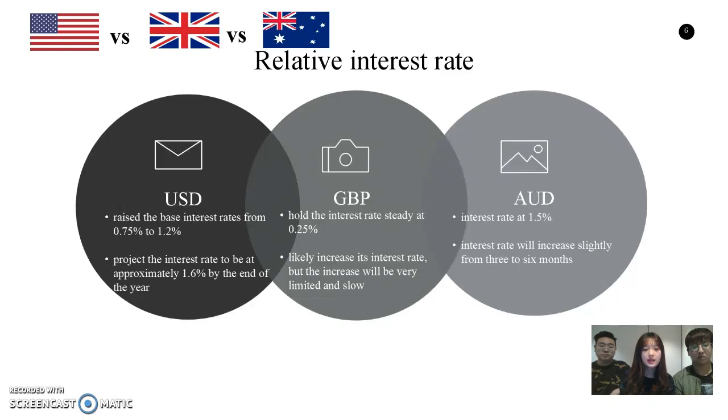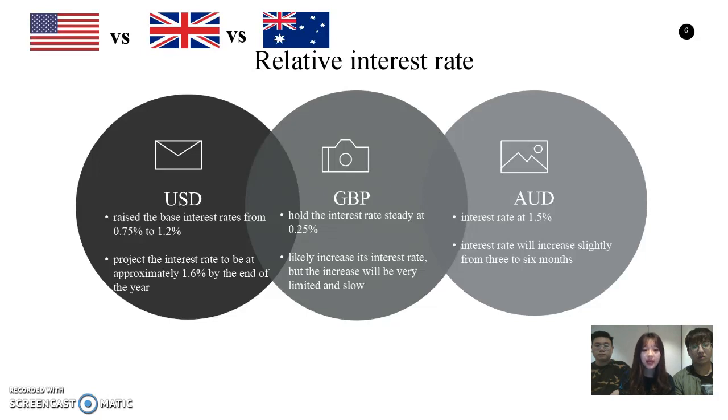The U.S. Central Bank raised the base interest rate from 0.75 to 1.2% between January and July 2017, and the policy makers are expecting increased rates this year, and project the interest rate to be approximately 1.6% by the end of the year.